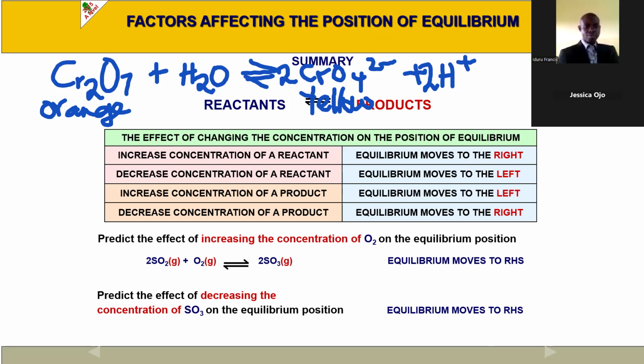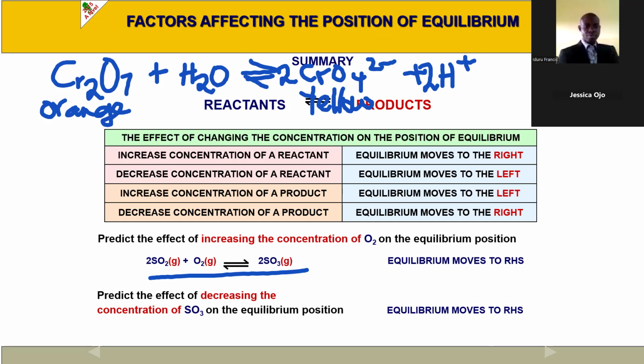Now, we are bringing color into the question. The ones we have been doing are all colorless. Now you're bringing color. If I increase the concentration of Cr2O7 2 minus, what will be the effect? It will become more orange.